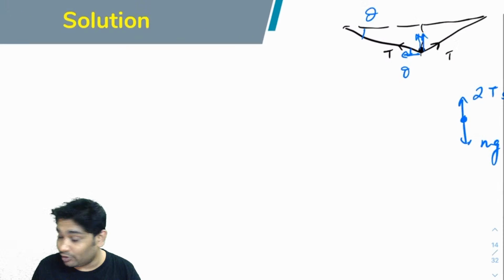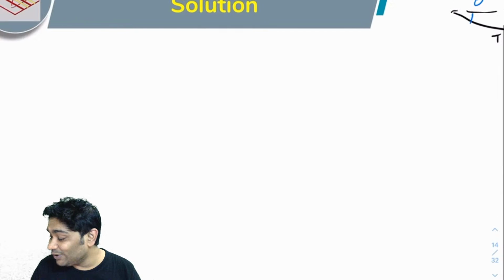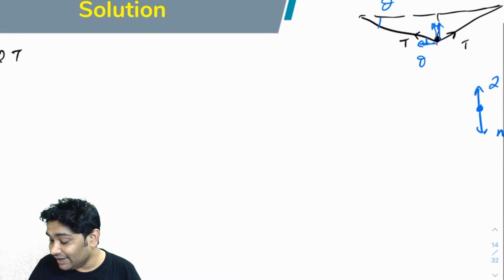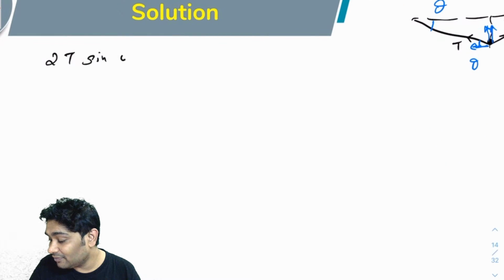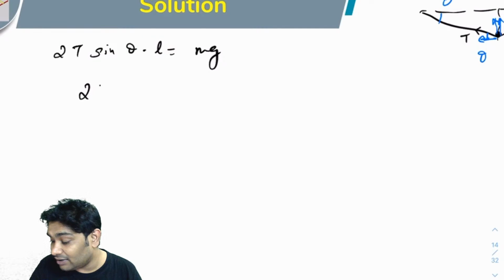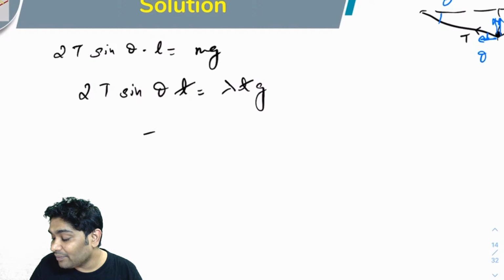For equilibrium, you have to equate both these forces. So it's very simple now. All I need to do is say that 2T sin theta should be equal to mg. Now mg can also be written as lambda L times g. So I can now write 2T sin theta equals lambda L times g. So L will get cancelled, and I am getting 2T sin theta equals lambda g.